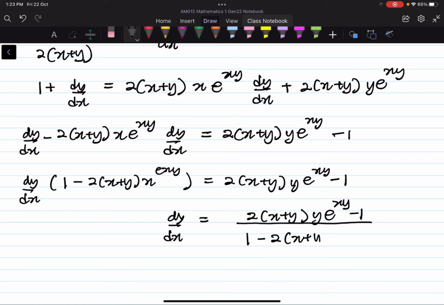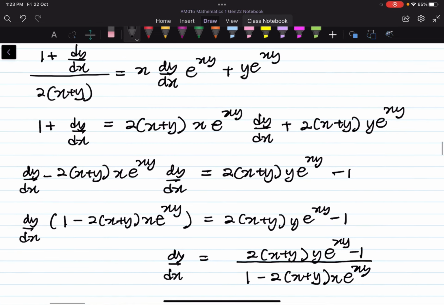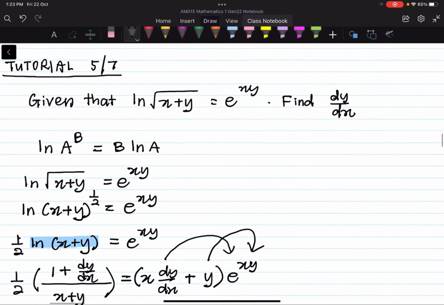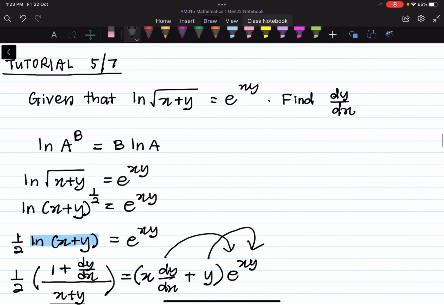2(x+y) x e^(xy). My bad here, e^(xy) supposedly. And that is for the first derivative of ln √(x+y) = e^(xy).